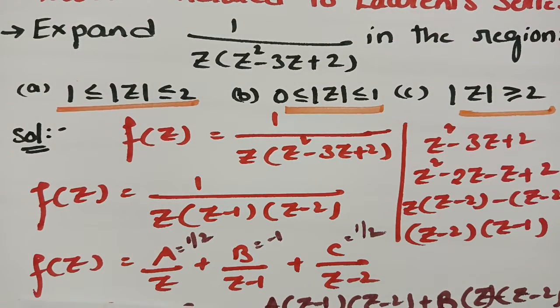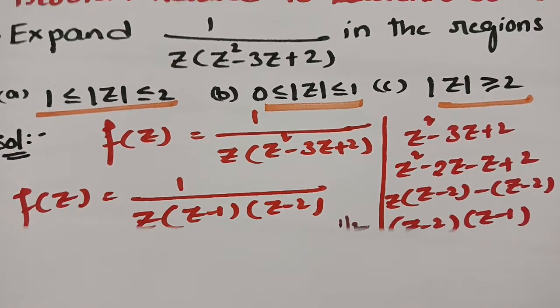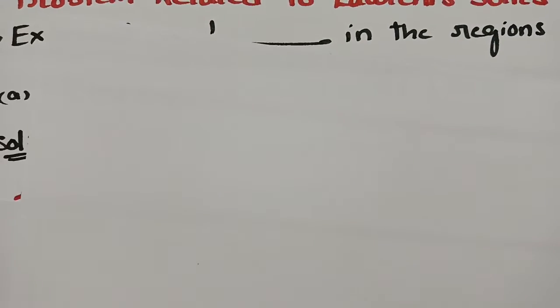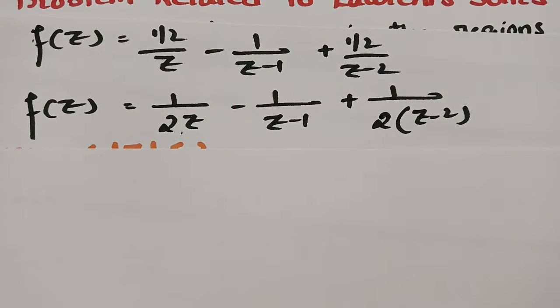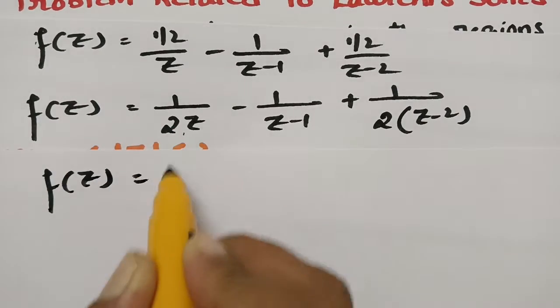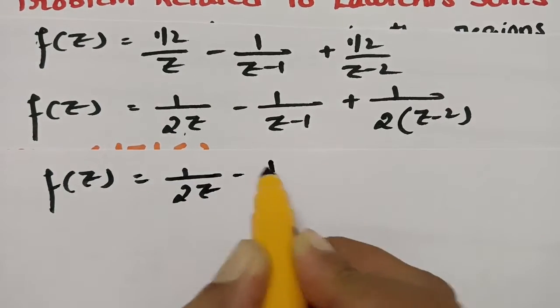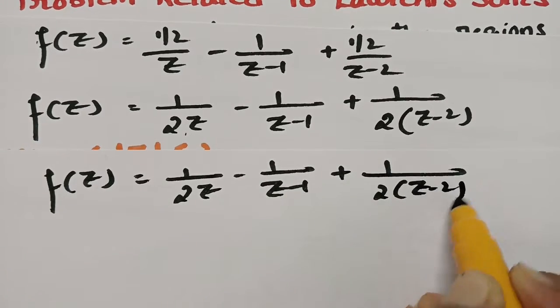So for mod z greater than or equal to 2, for the third condition, our f of z is very clear. First of all, we have to write the f of z value. So what is our f of z value? f of z is equal to 1 by 2 times z minus 1 plus 1 by 2 times z minus 2.